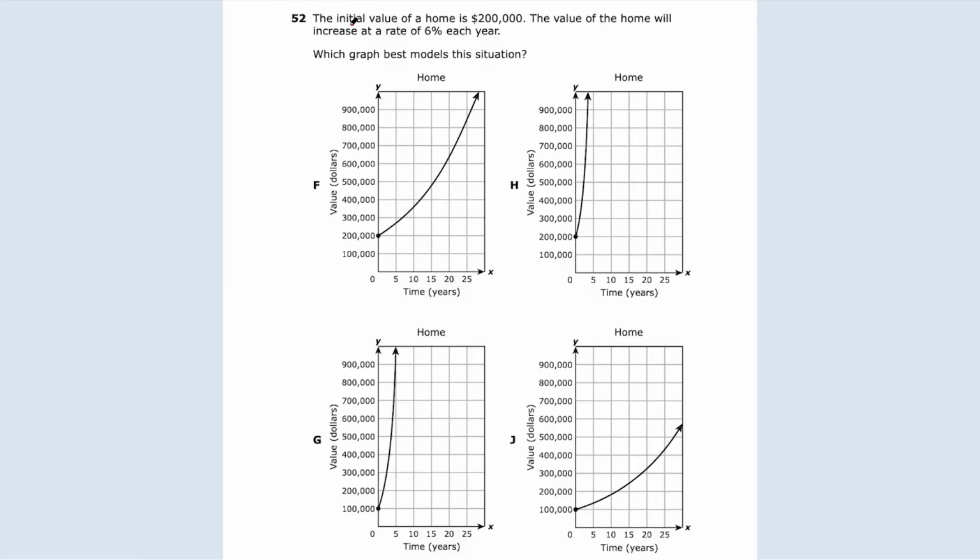Question 52, we have the initial value of a home is 200,000. The value of the home will increase at a rate of 6% each year. Which graph best models this situation? So what I'm thinking of is this formula here. We have A equals P times 1 plus R to the T power. And I'm automatically going with plus because the value of the home is increasing.